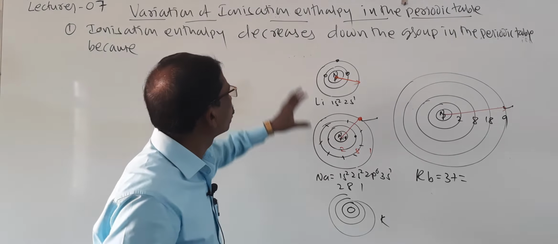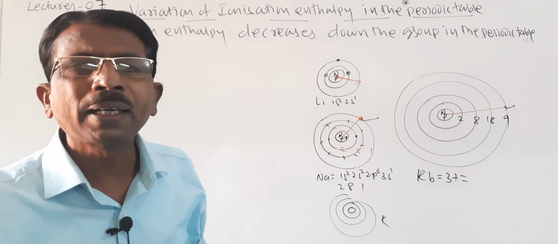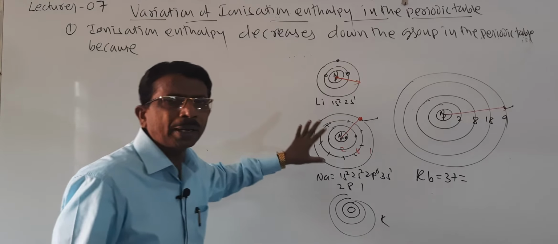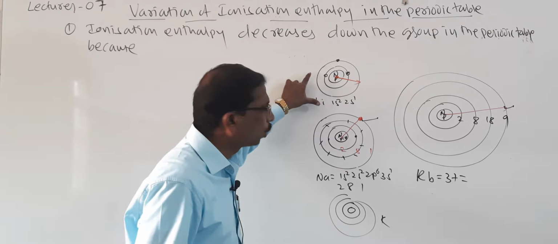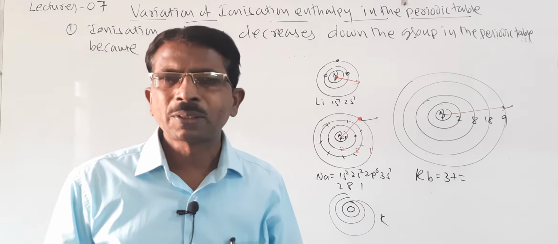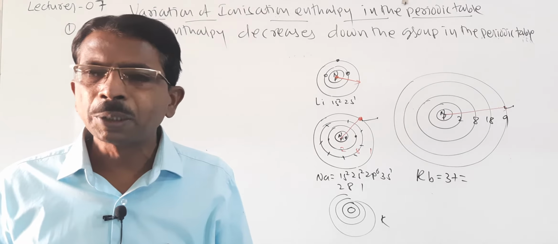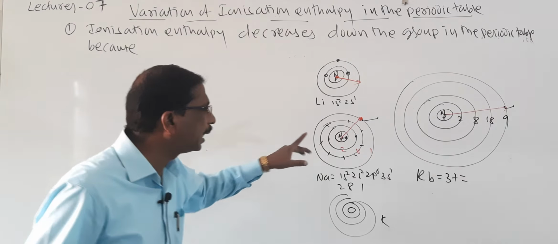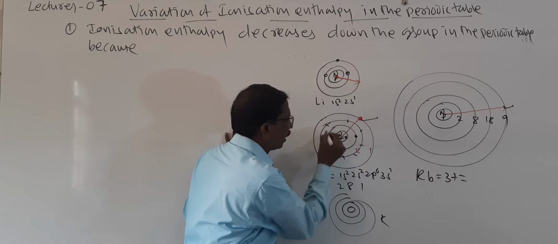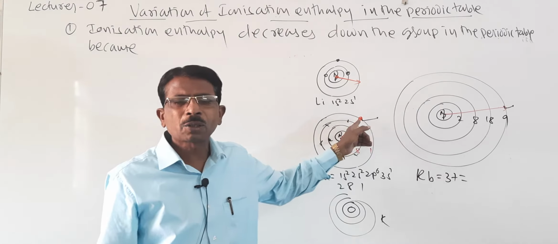So therefore, as we move down the group, remember students, the reasons. The ionization enthalpy decreases down the group in the periodic table because, number one, as we move down the group, the atomic size increases, the number of shells increases. The atomic size increases due to the increase in the number of principal shells. Then second one, the shielding effect. Shielding effect means the number of electrons is more in the inner shells. Then these shield the nucleus and the outer electron can be easily removed.